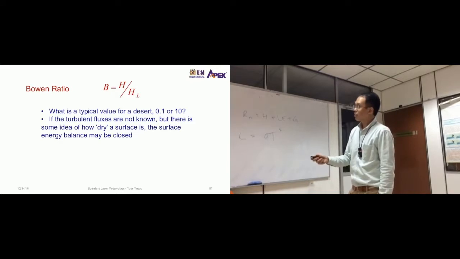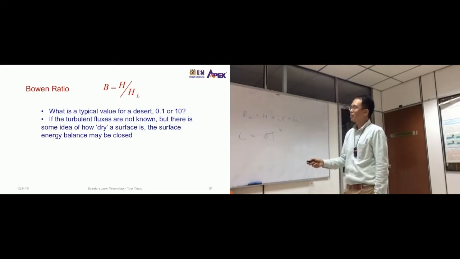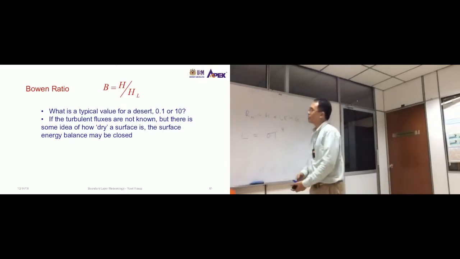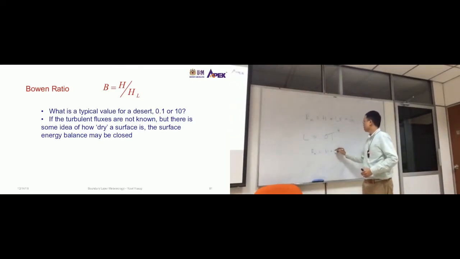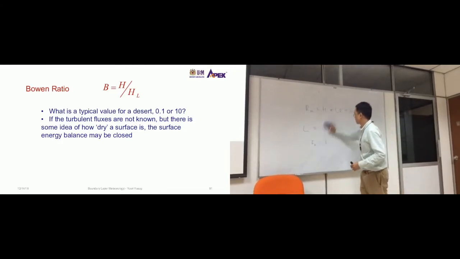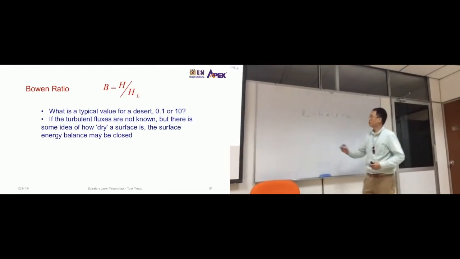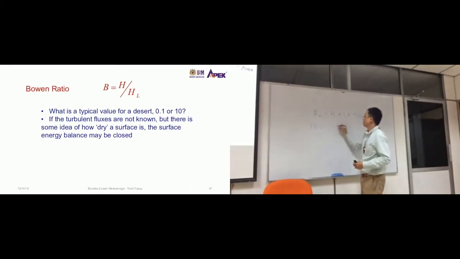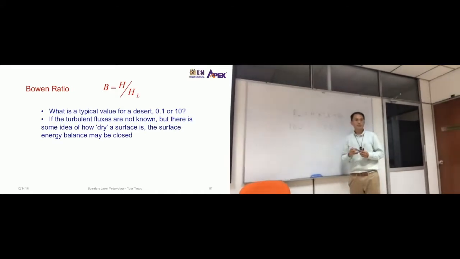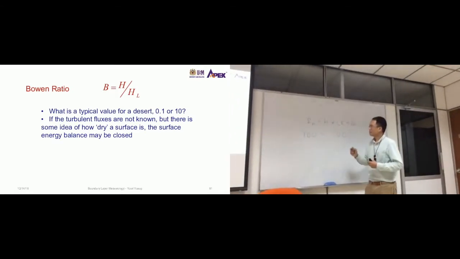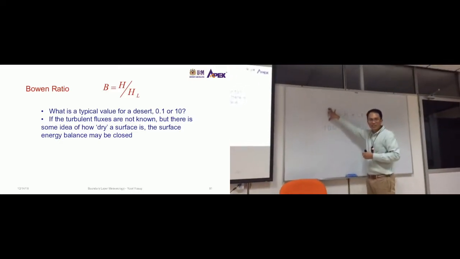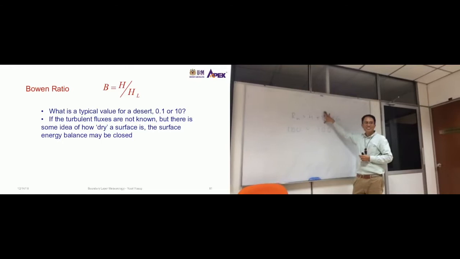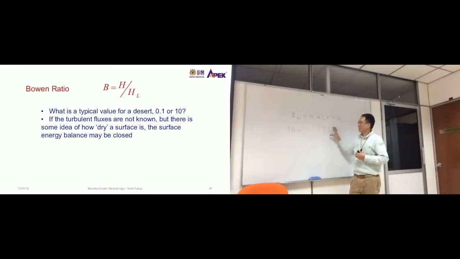Now, if the turbulent fluxes are not known, but there is some idea of how dry a surface is, the surface energy balance may be closed. What I mean by closed here is, remember this Rn equals H, oh there it is. When I say closed, 100 equals 100. This is closed. But when you have different measurements, definitely it's not going to be the same, because you use different sensors. It's very rare where you get exactly the same.